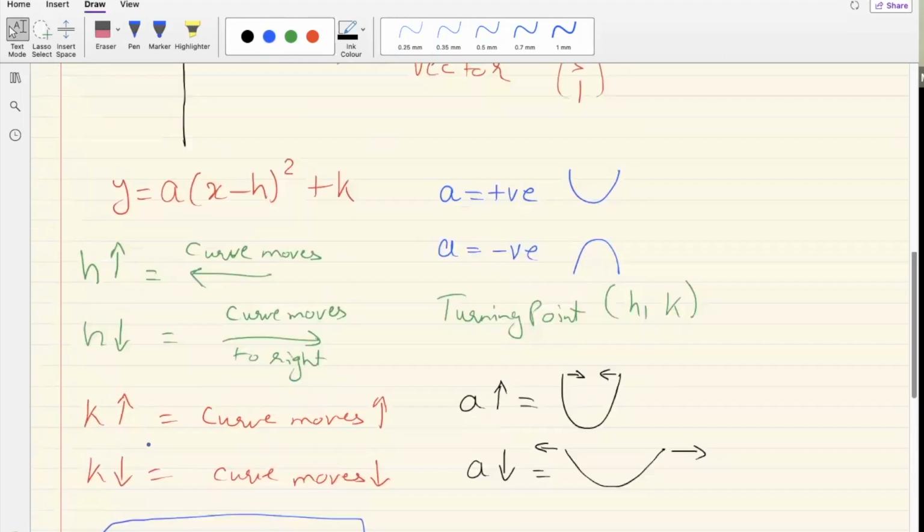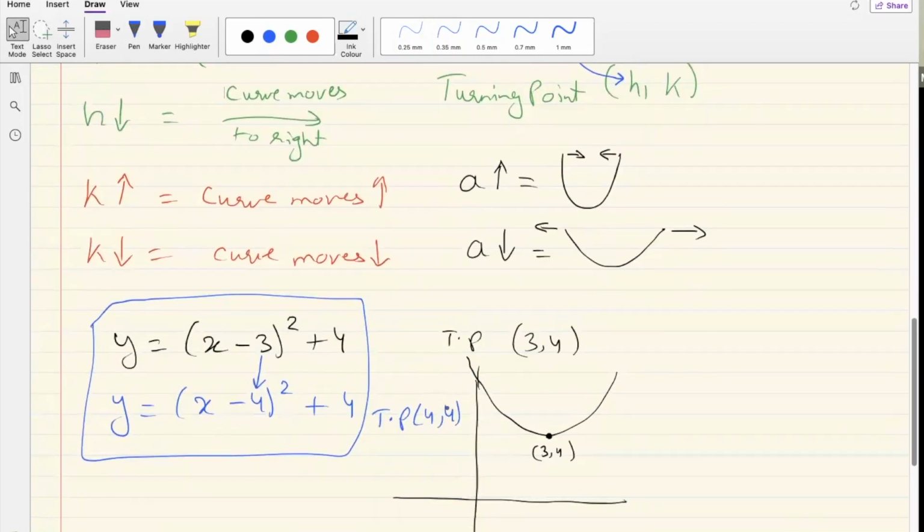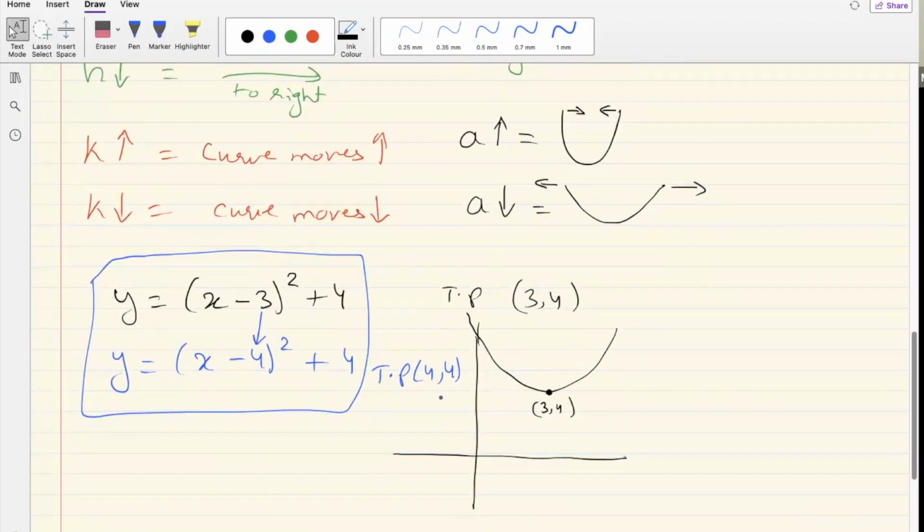Because we know the sign of h changes, the sign of the x coordinate changes. So this becomes from negative 4 to positive 4. That would mean it is moving towards the right hand side in the horizontal direction, 4, 4. So can you see the transformation even without sketching the graphs?